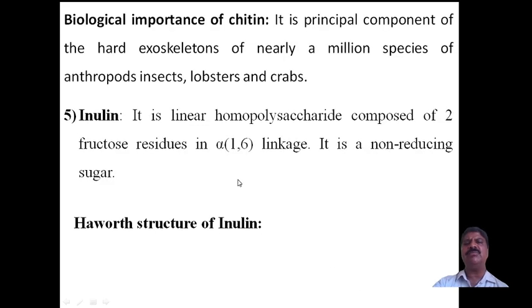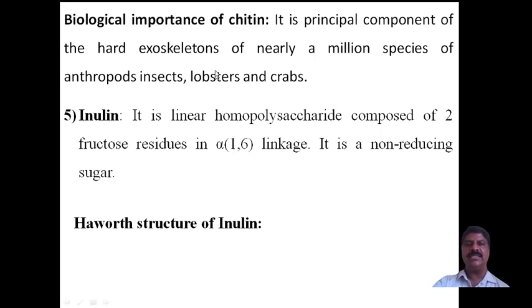Now coming to the biological importance of chitin. It is the principal component of the hard exoskeletons of nearly a million species of arthropods, insects, lobsters, and crabs. Exo means outer, and skeleton means a covering, a protective coverage. The coverage of these species contains chitin.